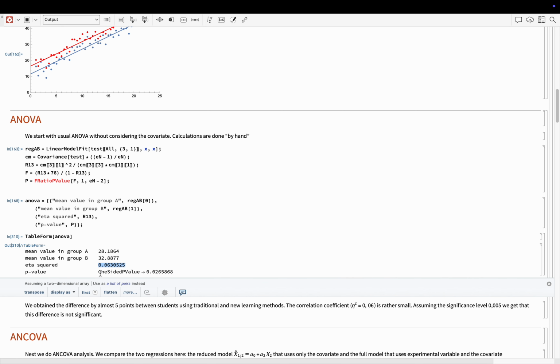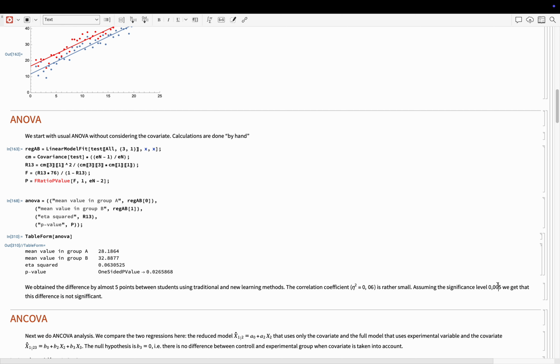And the p-value is quite large. If we assume the significance level 0.005, then we state that the difference is not significant here.